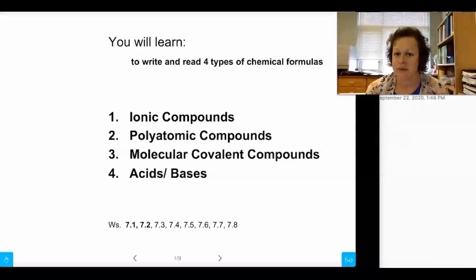So we've been talking about what an ionic compound is. It is, I hope you remember, a metal and a nonmetal. And then a polyatomic compound is like an ionic compound, except it has a polyatomic ion with it. And then we talked about molecular covalent compounds. And now we're going to talk about what an acid and a base is.